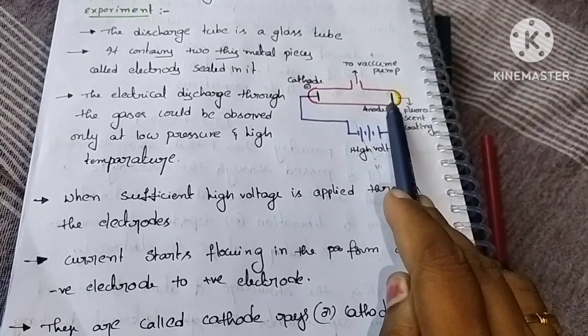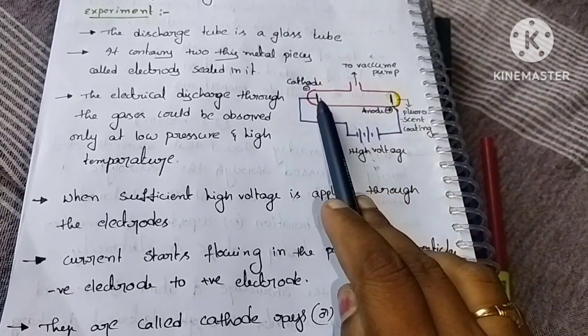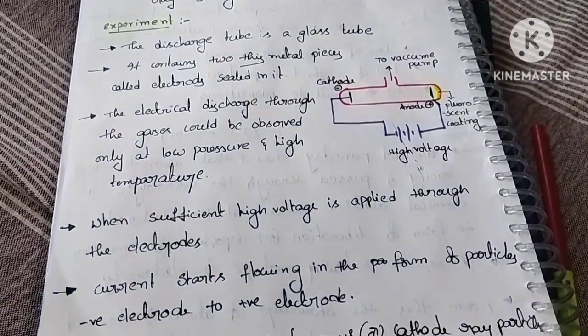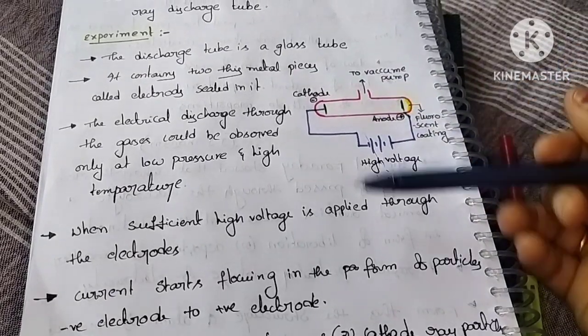It will glow like that. These particles are coming from cathode to anode. Now coming to the observation part. This is the total experiment.